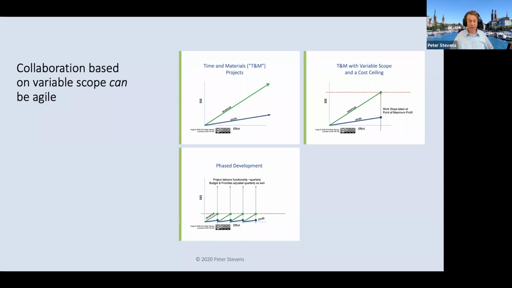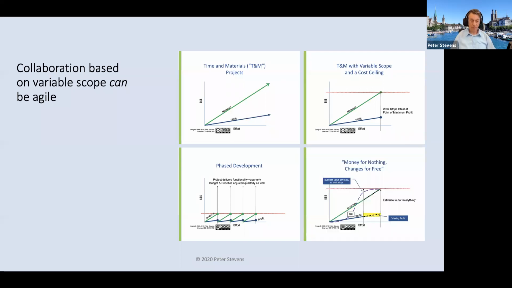But this leads to a model which I call phase development, where you basically release the money in intervals of 3 to 6 months' worth of work, and then at these intervals, you reevaluate the situation. And in fact, a lot of startups work on this basis. The venture capitalists provide enough funding to get to the next milestone. They have to demonstrate that they still have a future at each milestone in order to get the next round of funding.